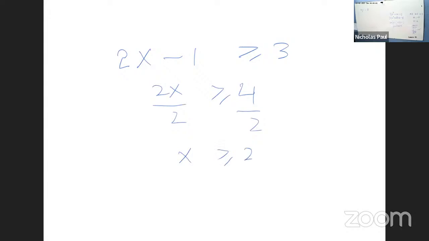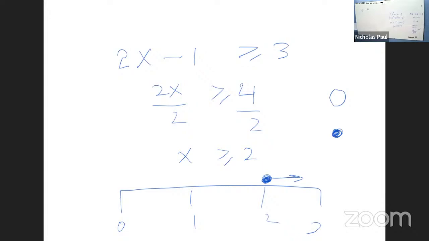How do you show it on a number line? You put all the values more than 2. So you draw a solid circle and then you go to the right. That's how you show it on a number line. If the equal sign is not there, it would be a hollow circle. If the equal sign is there, solid circle, shade inside. Copy?